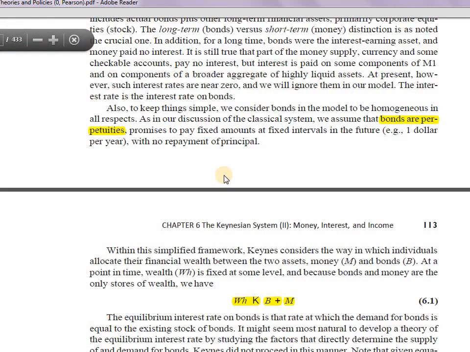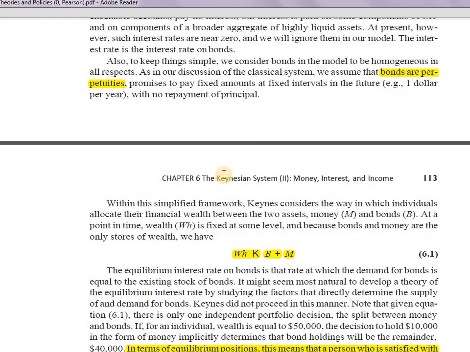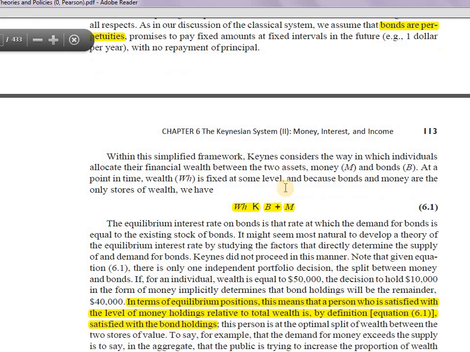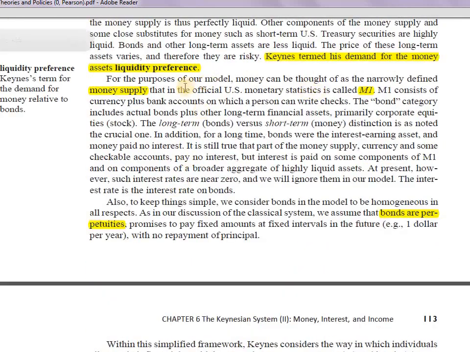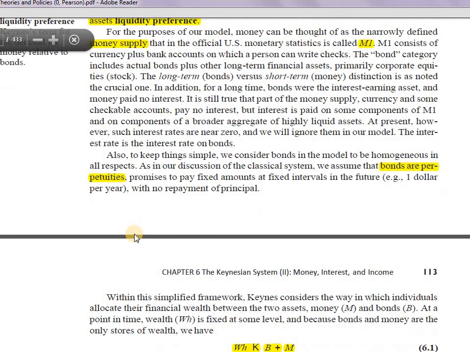Alright, then what exactly are bonds? Bonds are perpetuities. What is a perpetuity? Perpetuity is something which doesn't have any end. So for bonds, we are assuming they are never paid back. The principal amount is never paid back. All a bond yields is the interest that we are getting on it. No repayment of principal. That's why bonds are perpetuities. So we have 2 assumptions here: money supply is the M1 component, and bonds are perpetuities.